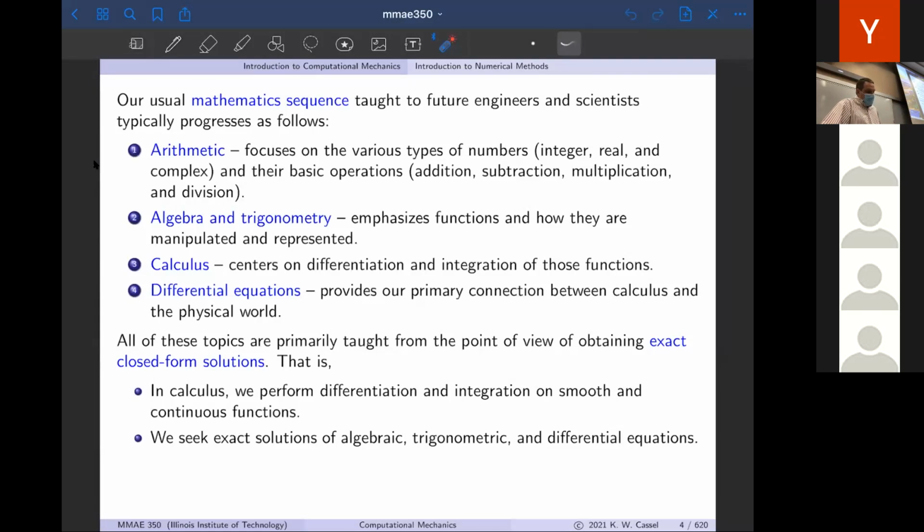So arithmetic is basically looking at numbers and operations between numbers. Then we had algebra and trig, emphasizing functions. So we went from numbers to functions. Functions represent something, how something behaves in time, how something behaves in space. And then we learned how to manipulate them, represent them, and do all kinds of fun things with functions. Then we get to calculus. That's when things start to get a little more interesting. We focus on differentiation and integration of the functions that we learned about in algebra and trig.